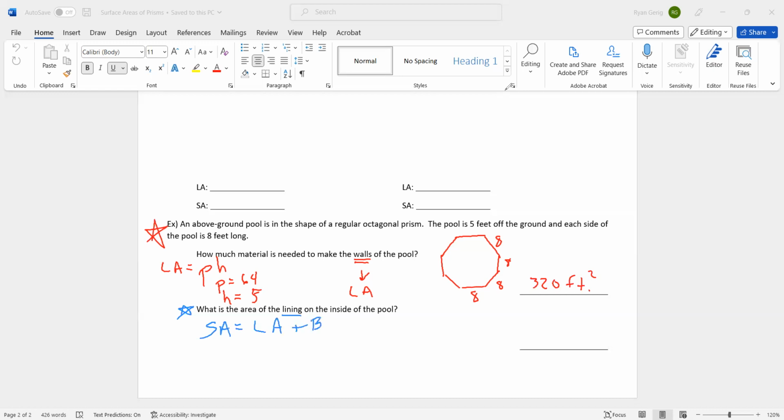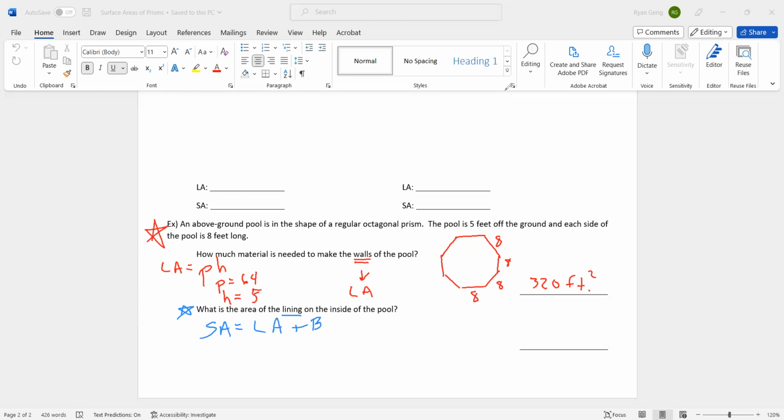Now you might be like, where's that going to be on my formula sheet? It's not going to be. You're going to have to reason through it. The big B, in this case, I'm not covering the top with lining. If I was covering the top with lining, it wouldn't be a pool. You couldn't swim in it. You're covering the bottom and the walls. You're only covering 1 base. You have to use your common sense here to come up with the formulas.